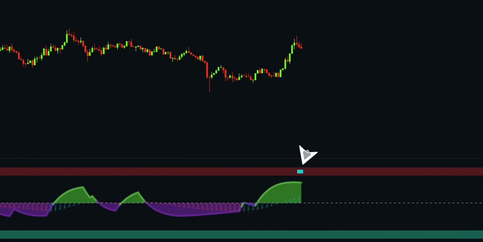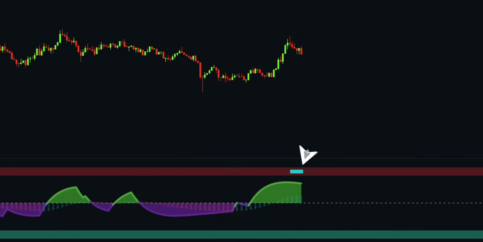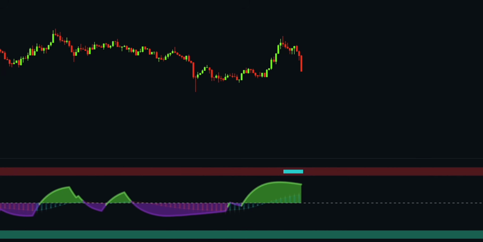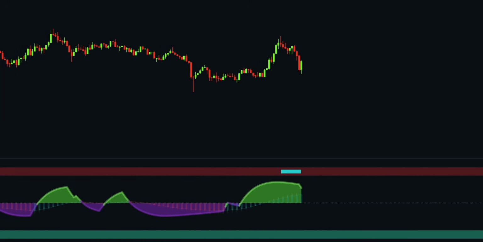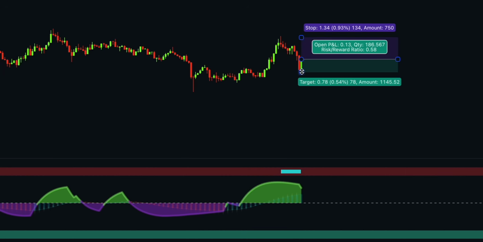Overbought market conditions are indicated by a blue shape in the upper red zone. However, don't rush into selling. Wait for the shape to fully complete itself, as you don't want to sell if the price keeps rising.